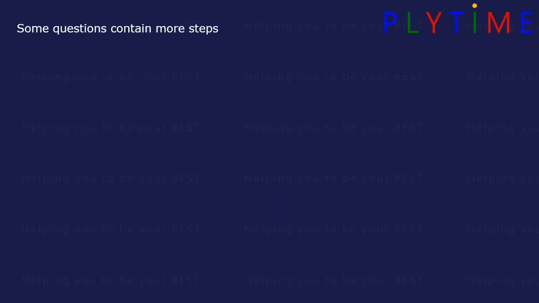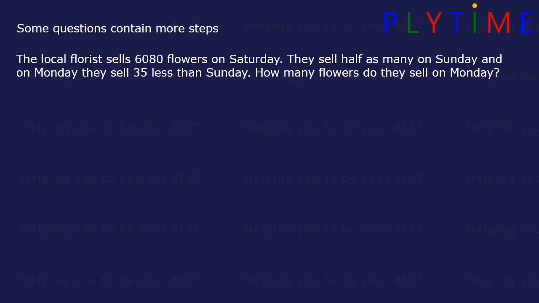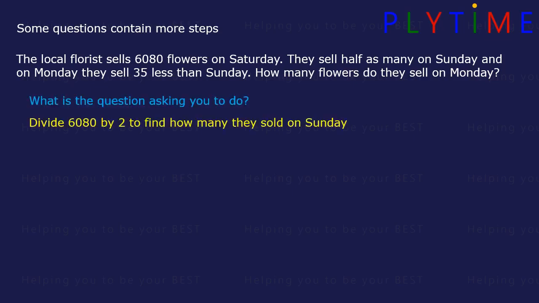Some questions contain more steps. The local florist sells 6,080 flowers on Saturday, sells half as many flowers on Sunday, and on Monday they sell 35 less than Sunday. How many flowers do they sell on Monday? What's the question asking you to do? Divide 6,080 by 2 to find out how many they sold on Sunday. Then subtract 35 from that number to find out how many they sold on Monday.